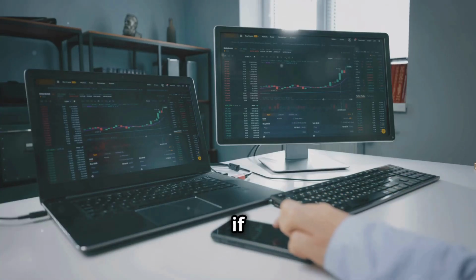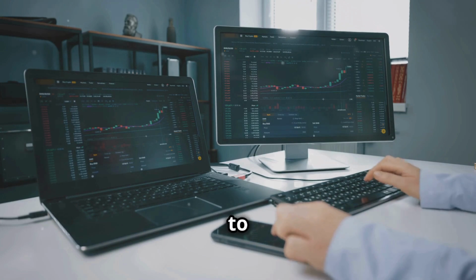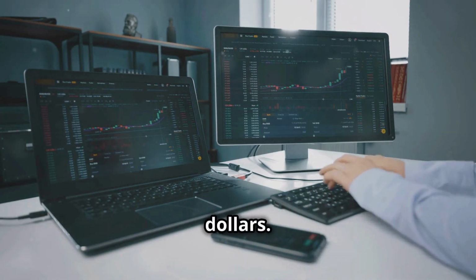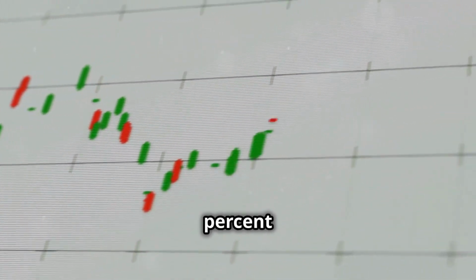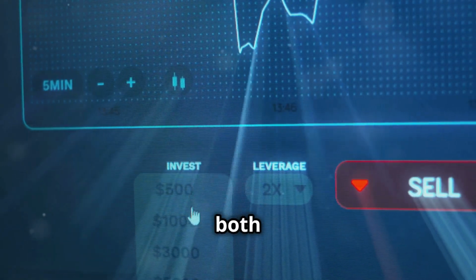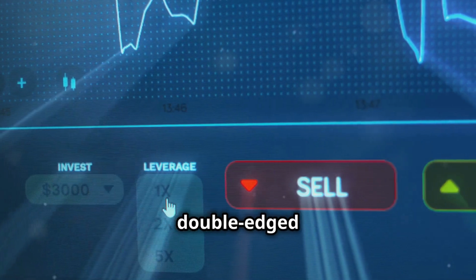For example, if you have $1,000 in your trading account and your broker offers 10-to-1 leverage, you can control a position worth $10,000. This means that a 1% move in the market can result in a 10% change in your account balance. Leverage magnifies both your potential profits and your potential losses, so it's a double-edged sword.